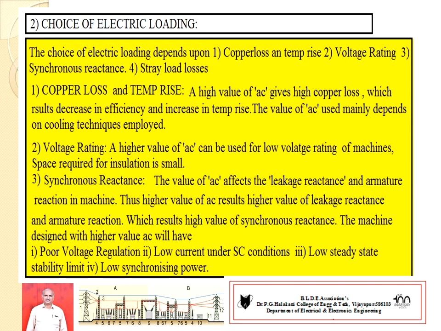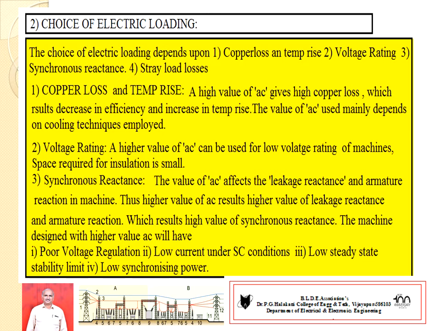Number 2, choice of electric loading. The choice of electric loading also affects the following factors: number 1, copper loss and temperature rise; voltage rating; synchronous reactance; and stray load losses.